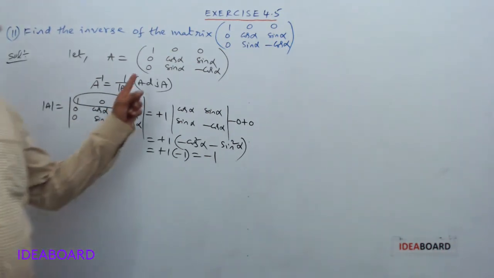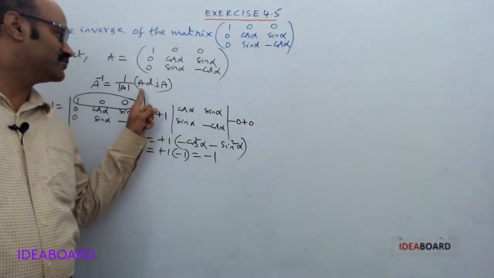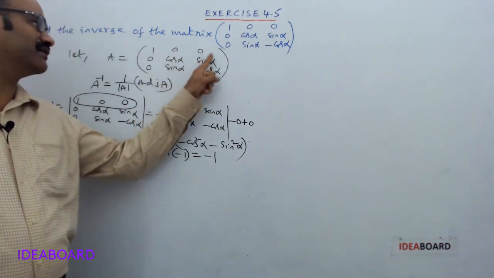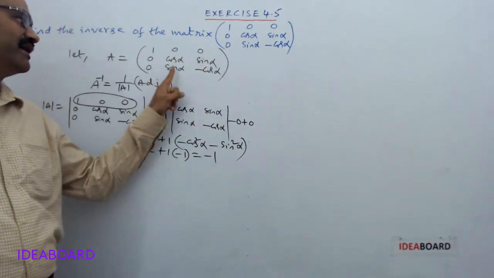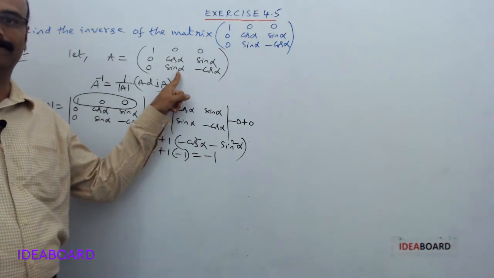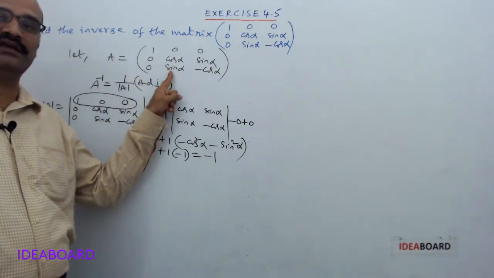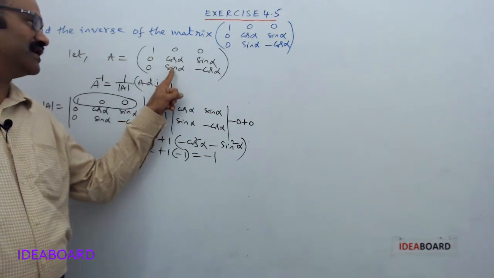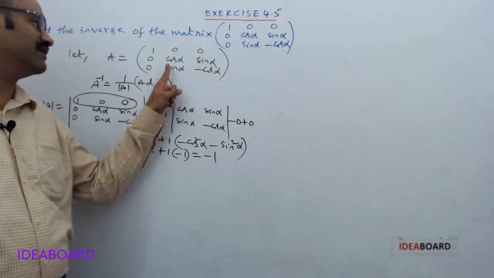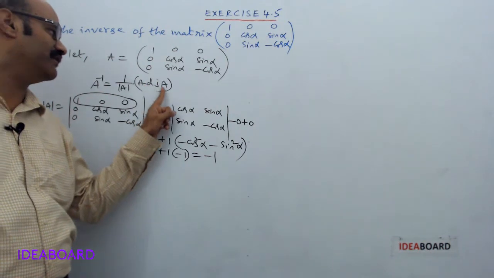Now we have to find the adjoint of A. To find the adjoint of A, we have to find the cofactors of each and every element of the matrix A. After finding the cofactor matrix, we take the transpose of the cofactor matrix, which is equal to the adjoint of A.